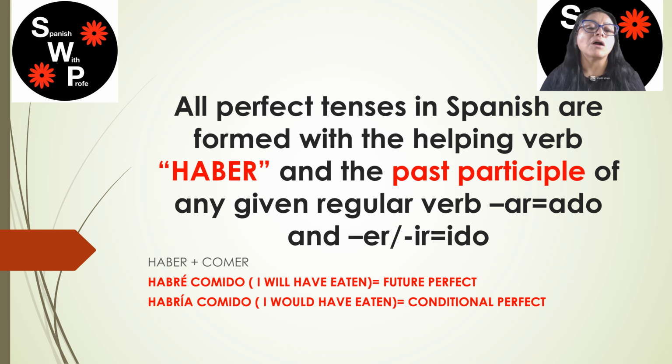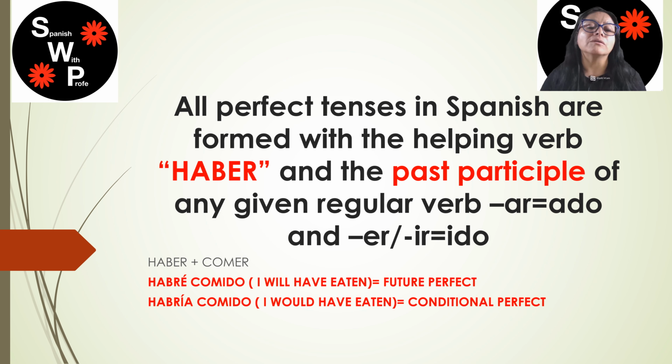For example, haber plus comer. Haber is the helping verb and comer is the given verb. So in the future it is habré comido. In English, it will be I will have eaten. That's the future perfect. If you notice, in Spanish we have one, two: the helping verb and the given verb. In English we have the helping verb as a compound, will have, and the given verb in the past participle. Comer in Spanish is a regular verb, while in English it is an irregular verb.